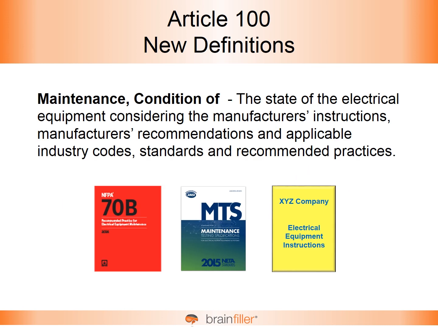Another new definition is for condition of maintenance. This is an important definition because condition of maintenance has been referenced throughout NFPA 70E, and there really wasn't a definition. So this new definition states the state of the electrical equipment, considering the manufacturer's instructions, manufacturer's recommendations, and applicable industry codes, standards, and recommended practices.